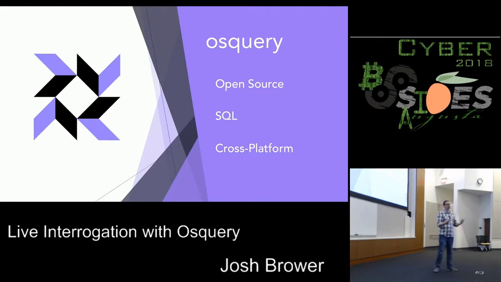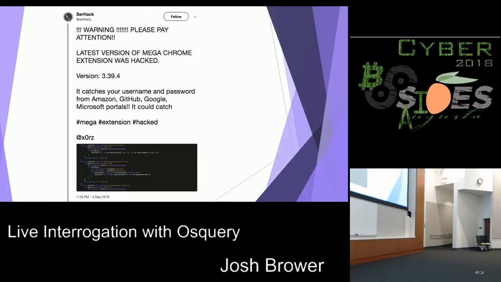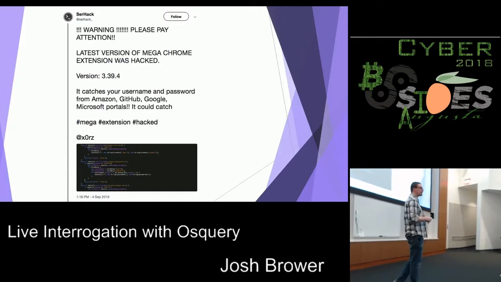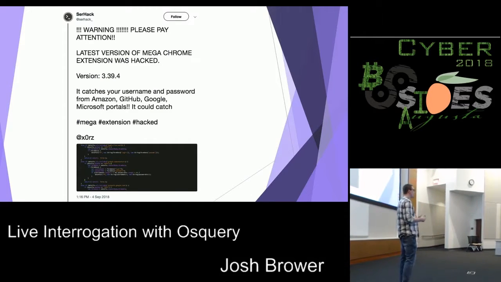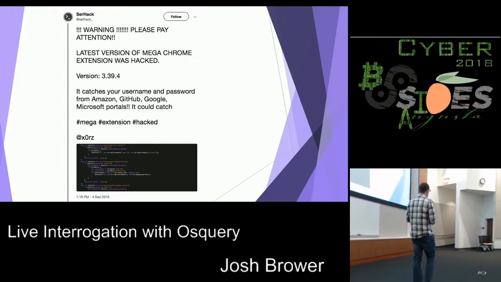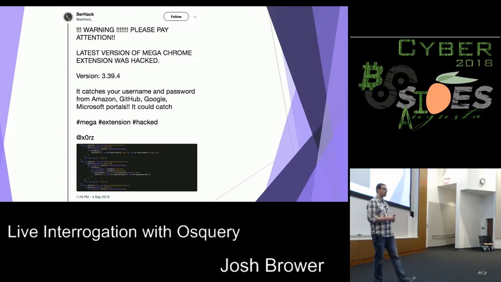And let's see how we can use this practically in a recent issue. I think it happened about 6 weeks ago. I just come over here and manually tap it. There we go. Anybody familiar with this? The Mega Chrome extension that got compromised about 6 weeks ago. The Mega Chrome extension has about 2 million users, and what happened is the latest version was sending credentials for Amazon, I think GitHub, Google, and Microsoft.